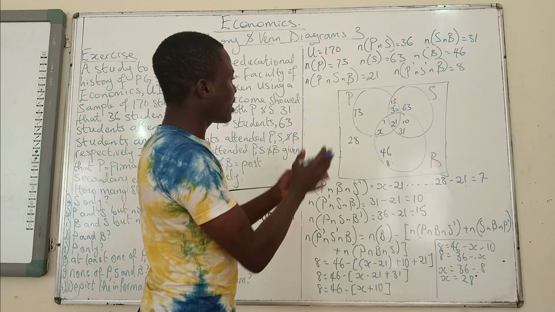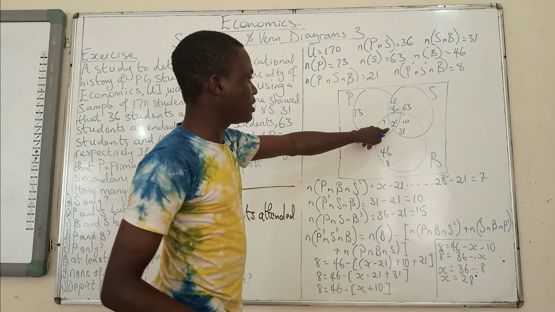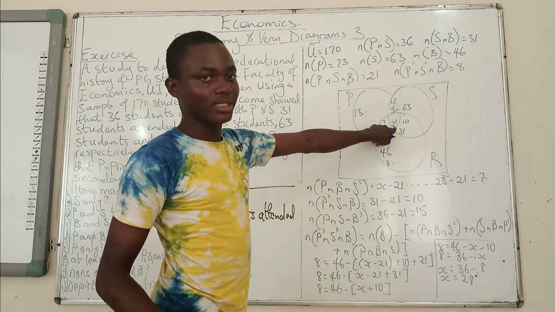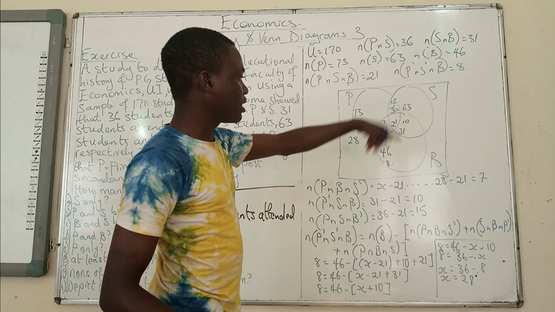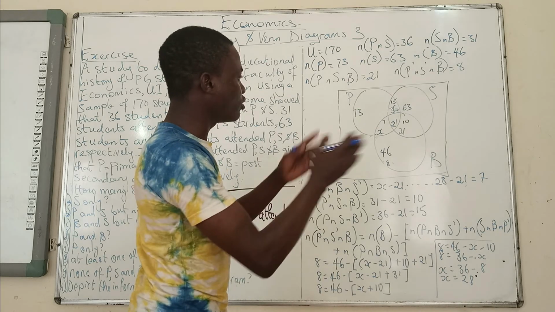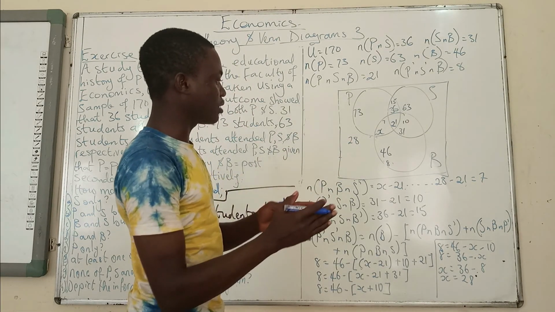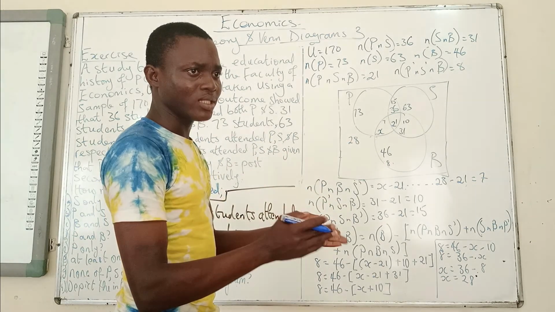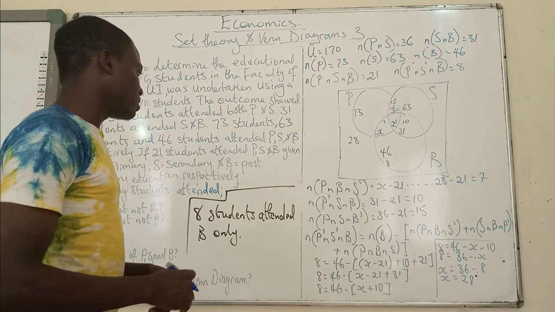So 28 students in total did this and this, but some of these 28 were also inside this place. So they also attended secondary education. But now that we've removed all of that, only 7 students went to primary and post-secondary education alone. I don't know how that happened. Primary, then you jump secondary and then post-secondary, whatever. But it is what it is.